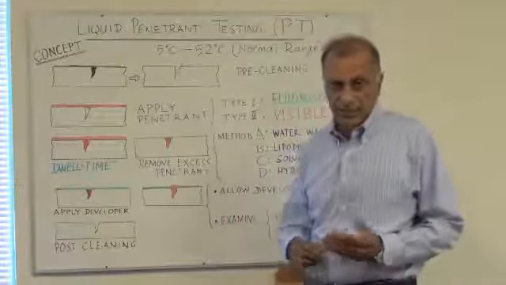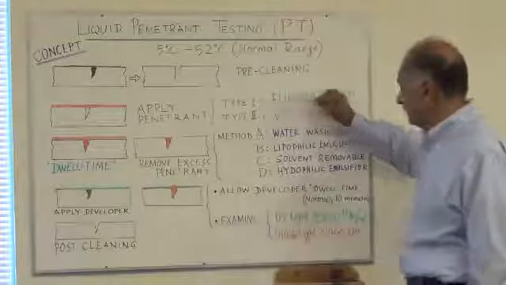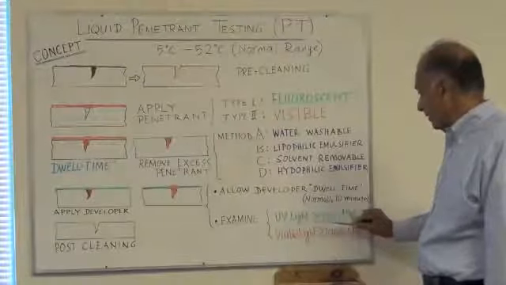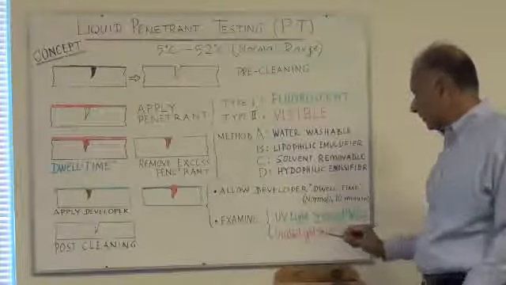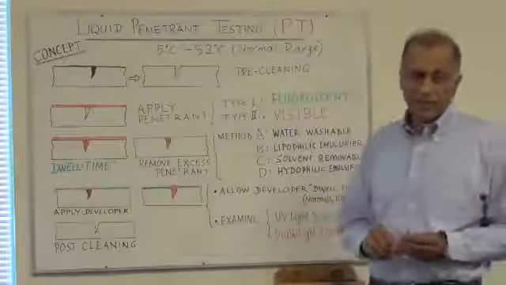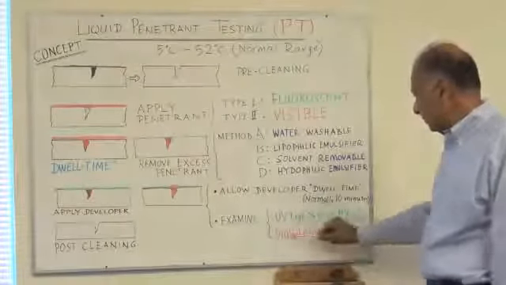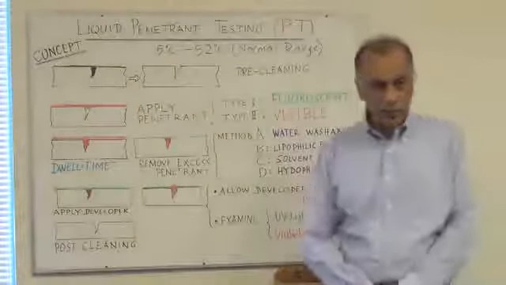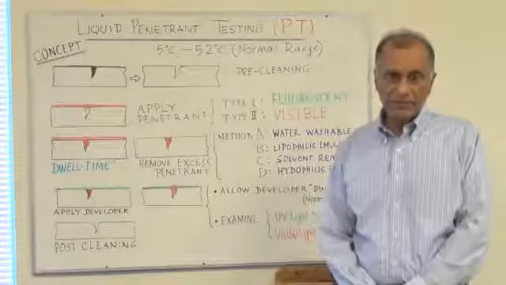The final step is examination of the surface. If we are using a type 1 penetrant, which is fluorescent, then the examination is done underneath a black light with a minimum light intensity of 1000 microwatt per centimeter square. If we are using a type 2, which is a visible penetrant, then we have to examine under visible light with a minimum light intensity of 1000 lux. And now I will show you the penetrant materials that are used for this inspection.